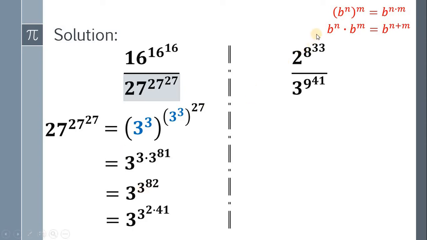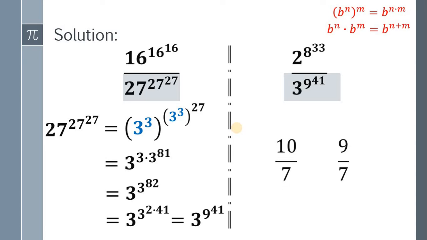Now, apply some laws of exponent again. This becomes 3 raised to 3 squared is 9. So we have 3 raised to 9 raised to 41. Now, as you can see, both denominators are equal. Now, we will use some concept about fraction. If we have two fractions having the same denominator, the larger the numerator, the larger the fraction.